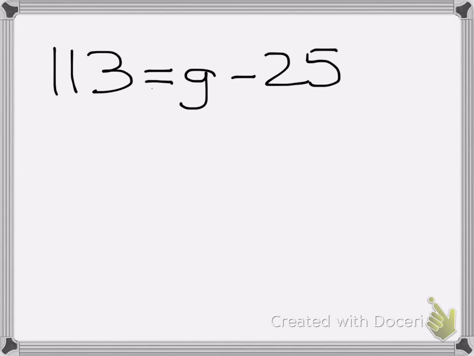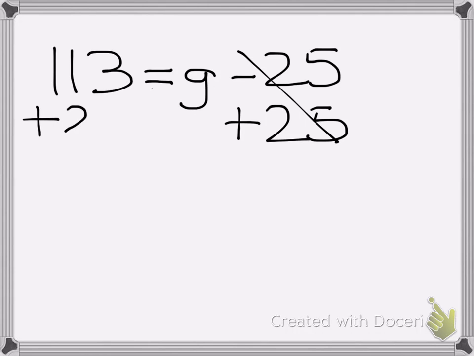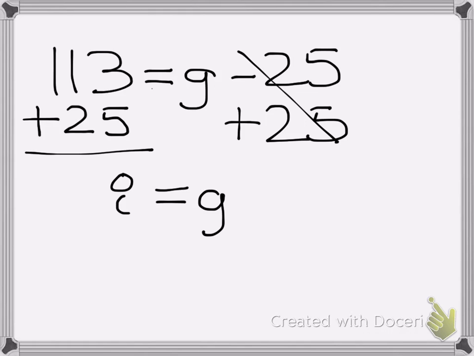In order to cancel something, we always do the opposite operation or sign. So this is minus 25, we're going to add 25. And whatever we do to one side, we do to the other side. So I'm going to add 25 here. That'll cancel out the minus 25 so that we have g by itself. And then g would equal 113 plus 25, which is 138.